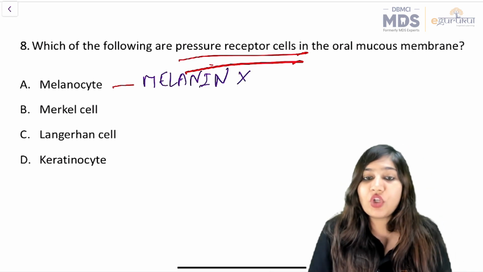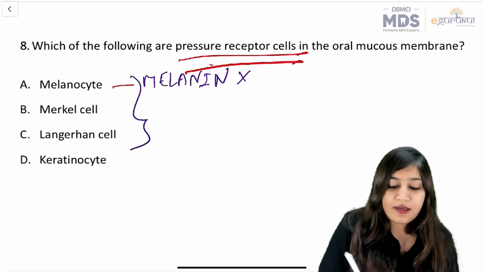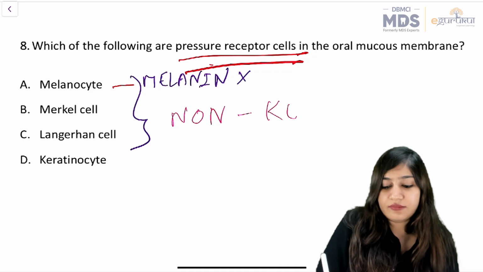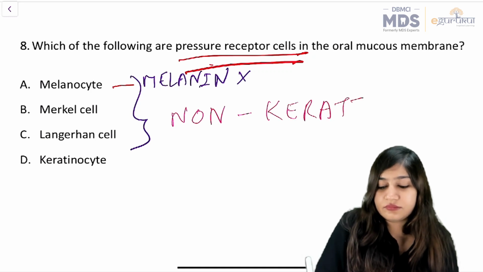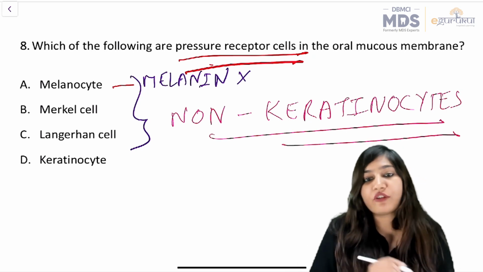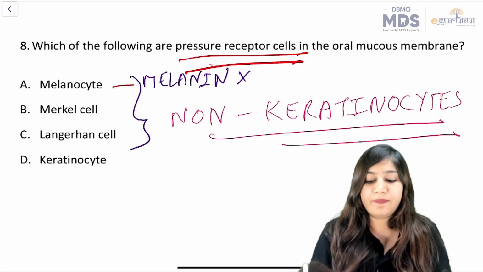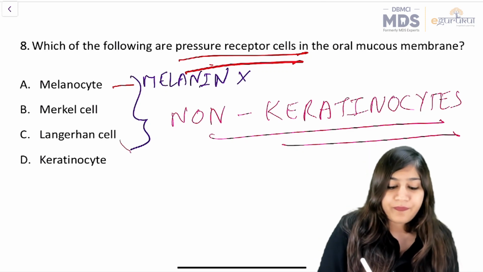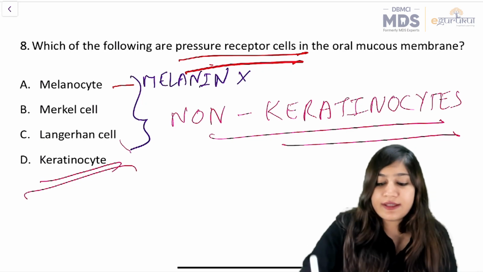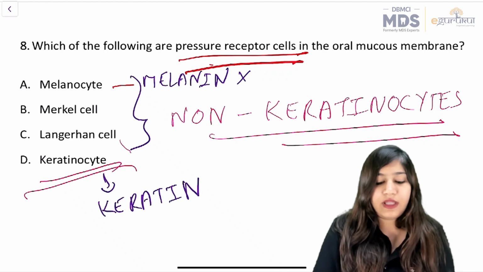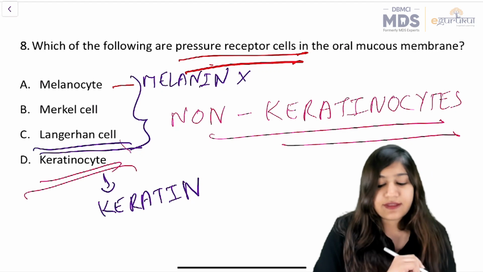These three cells are mainly non-keratinocytes. They constitute about 10% of the cell population in oral mucous membrane. So these three cells only are non-keratinocytes. Keratinocyte mainly produces keratin. Then our option is Langerhans cells.